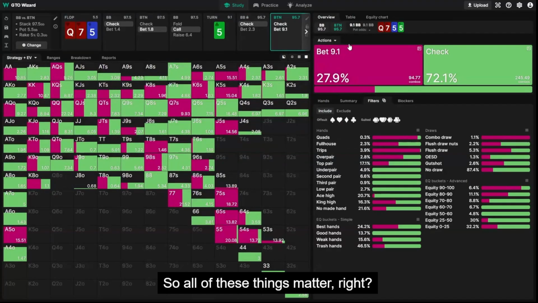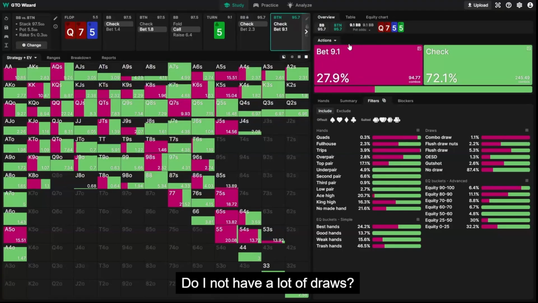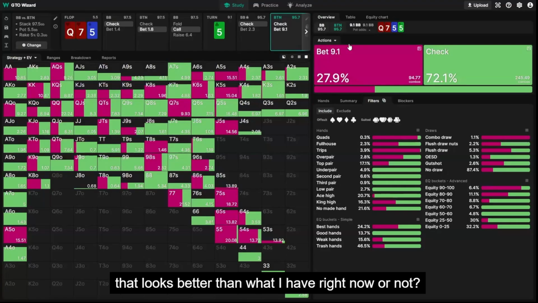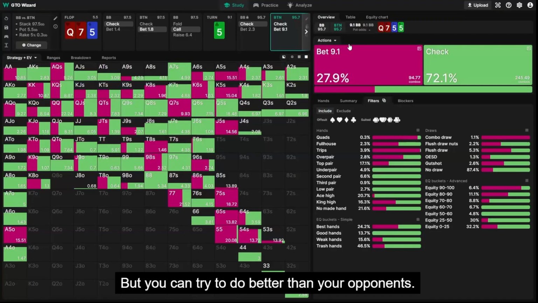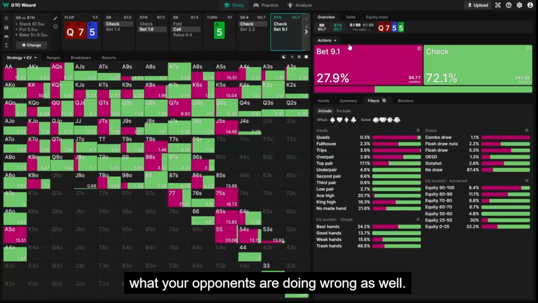So all of these things matter, right? What's my overall betting frequency? Do I have a lot of draws? Do I not have a lot of draws? Do I have a lot of better air? Not air that looks good, air that looks better than what I have right now, or not. All of those questions matter. And spoiler alert, you're not going to get it right. You're just not going to get it right. But you can try to do better than your opponents. You can try to pick up on what your opponents are doing wrong as well.